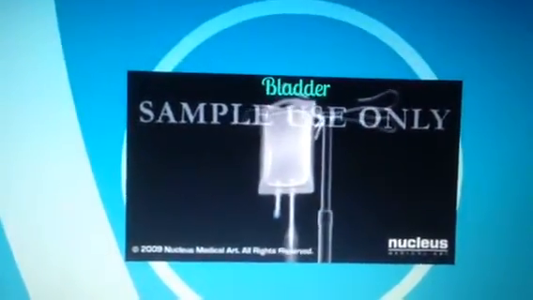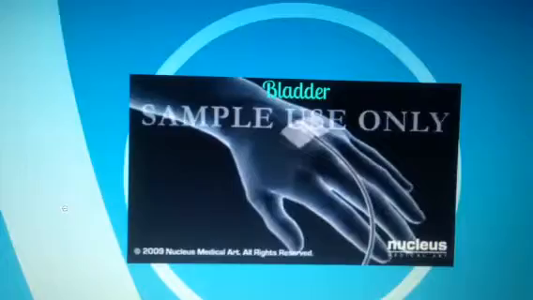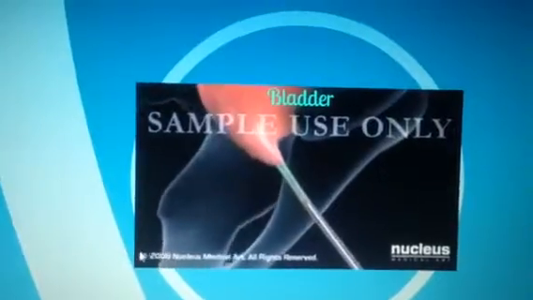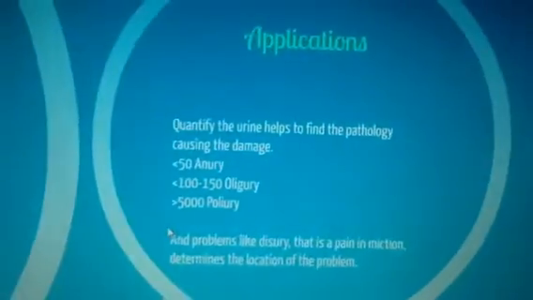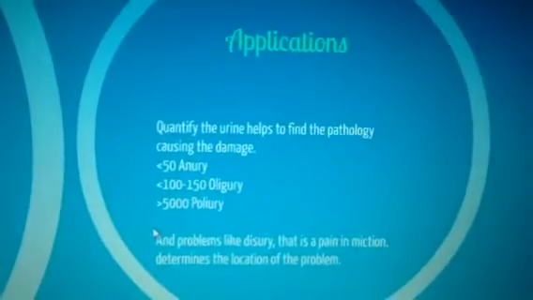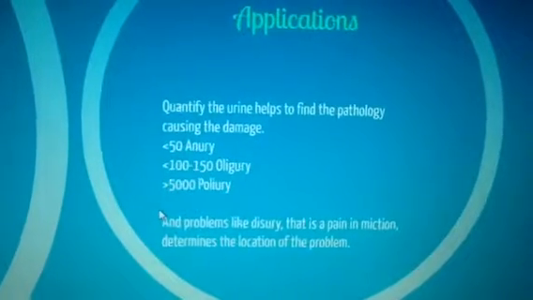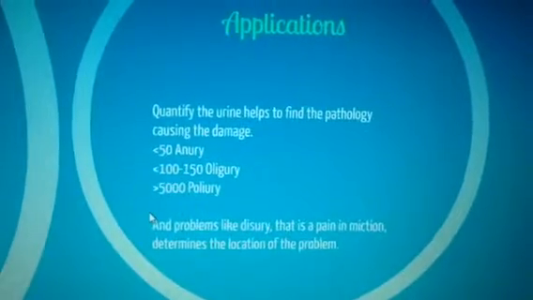Before your procedure, an IV line may be inserted into your vein to provide medication. Your doctor will begin by applying a local anesthetic to numb the area. So in this video we could see how the cystoscopy is performed on the urinary bladder. Okay, continue with the applications of the urinary bladder.